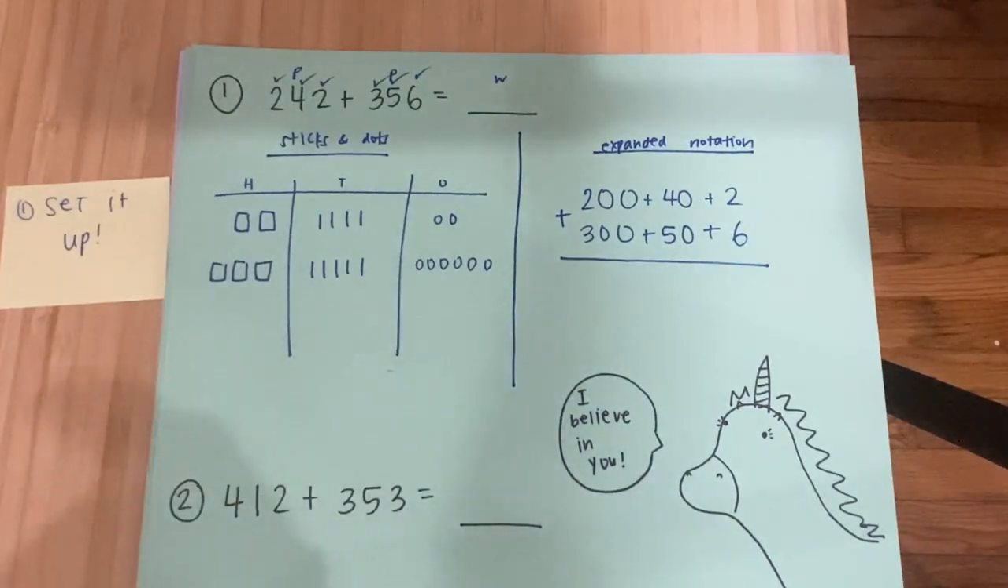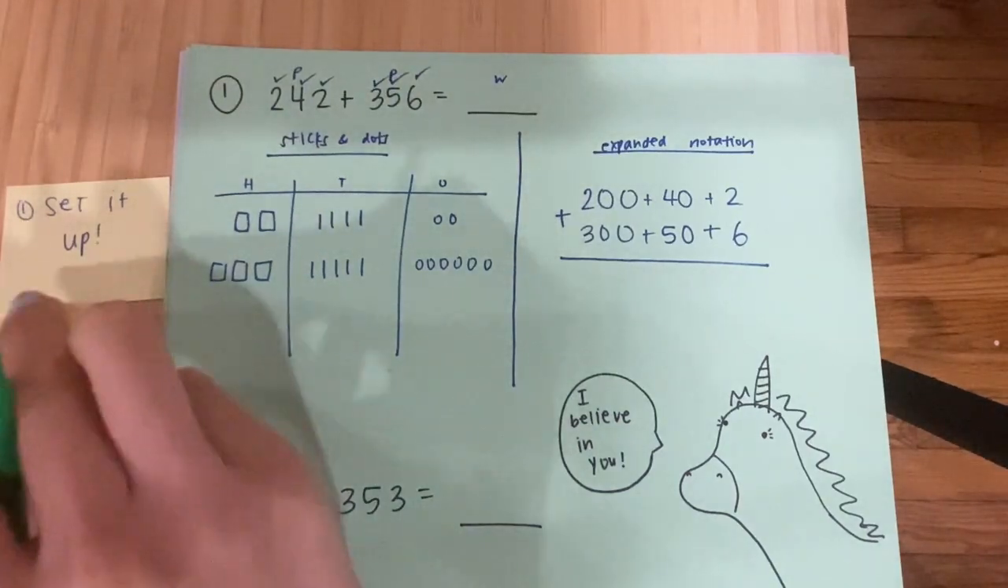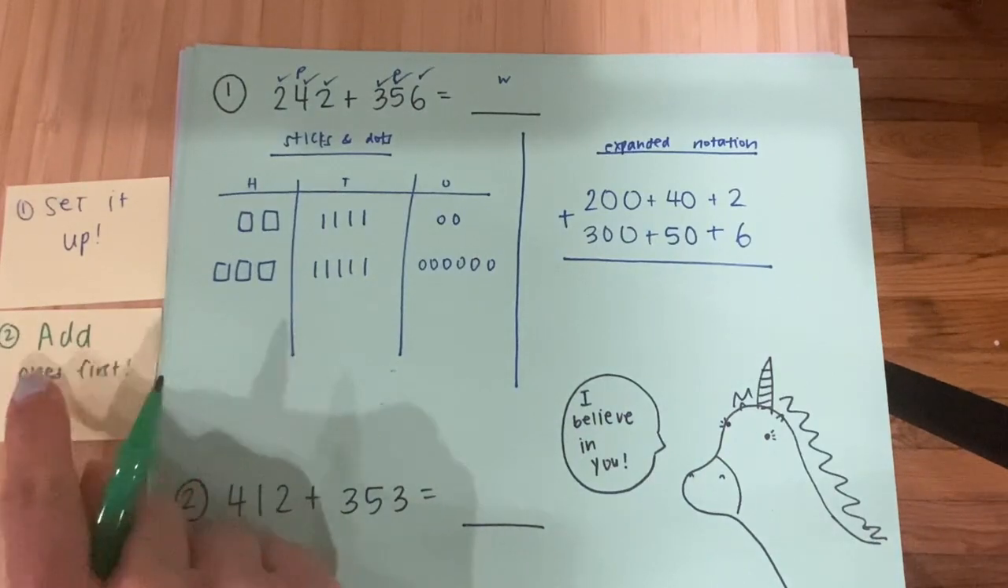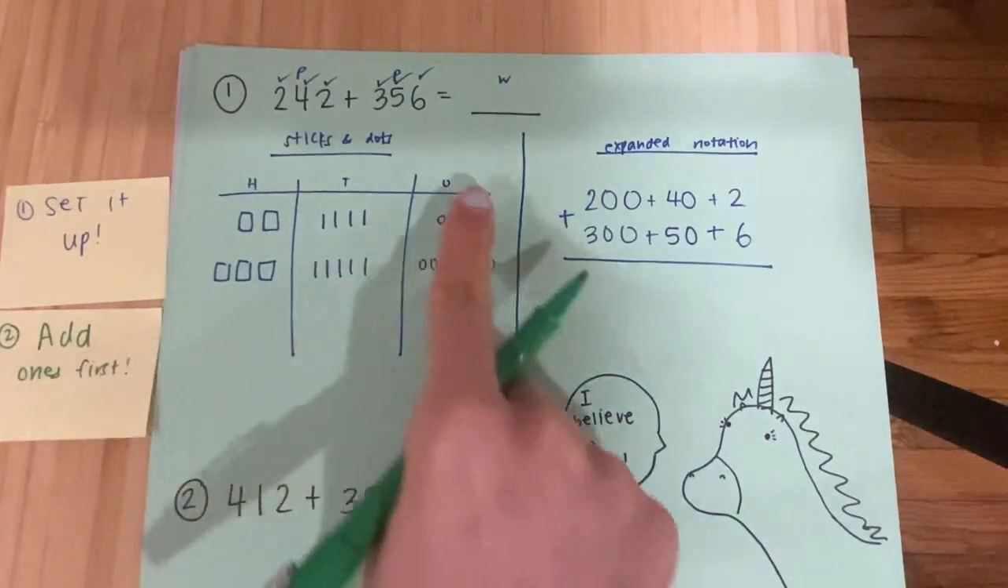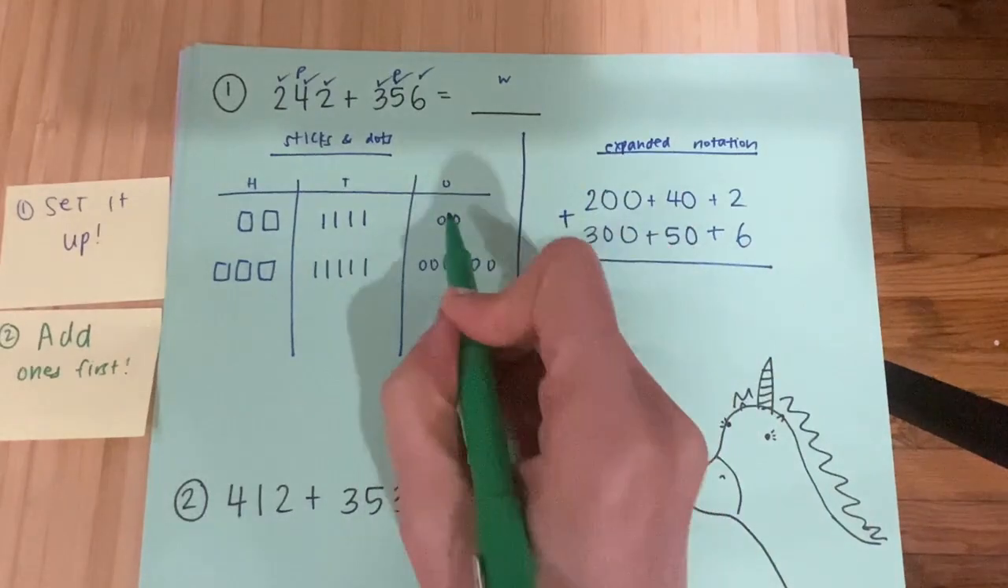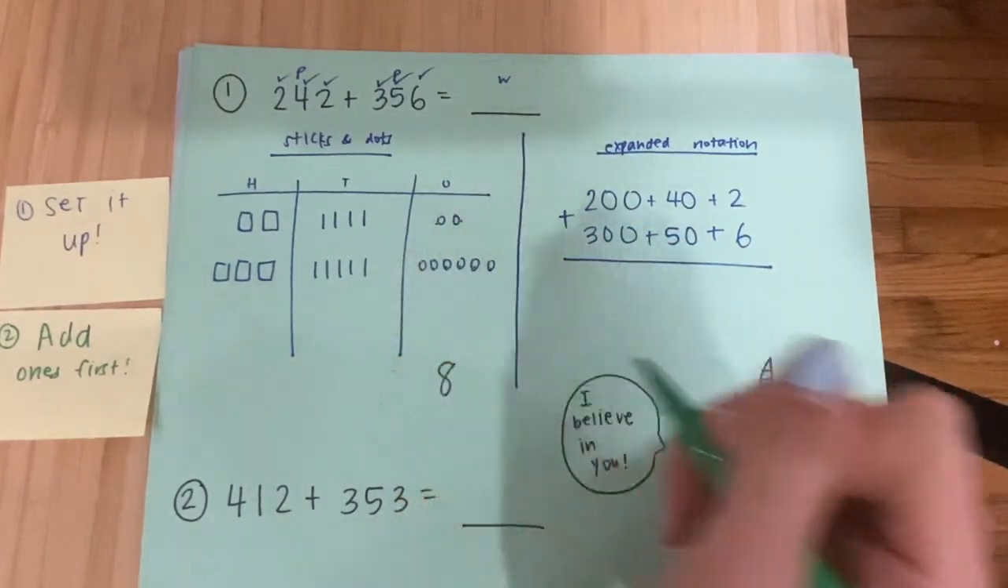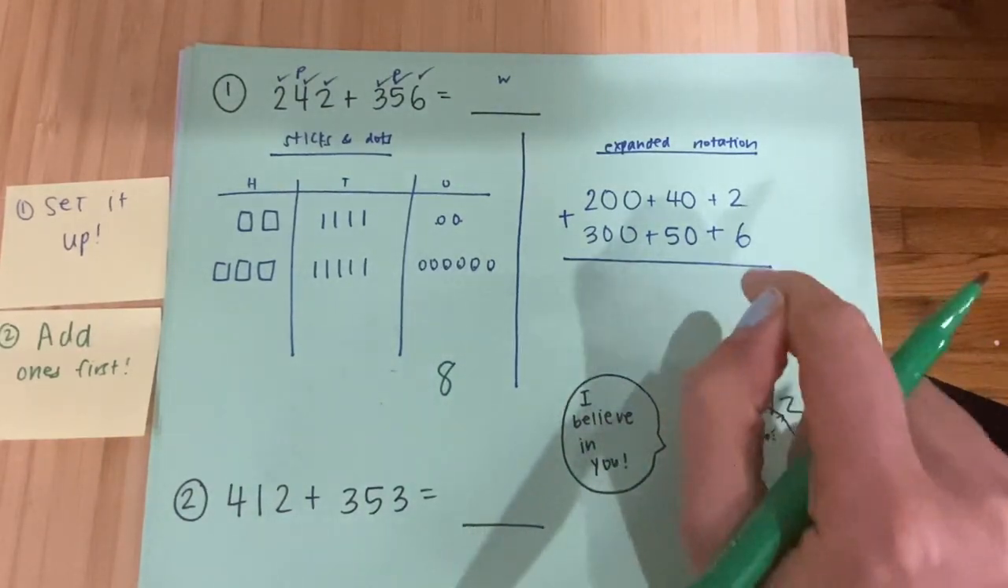Okay, my second step, I'm going to do my second step in green. My second step is to add ones first. I'm going to write this over here. My second step is to add. I have to add my ones place first. Let me count all my ones over here. 1, 2, 3, 4, 5, 6, 7, 8. 8 ones.